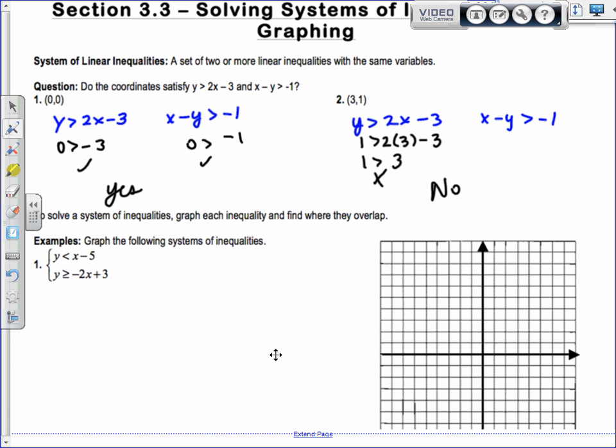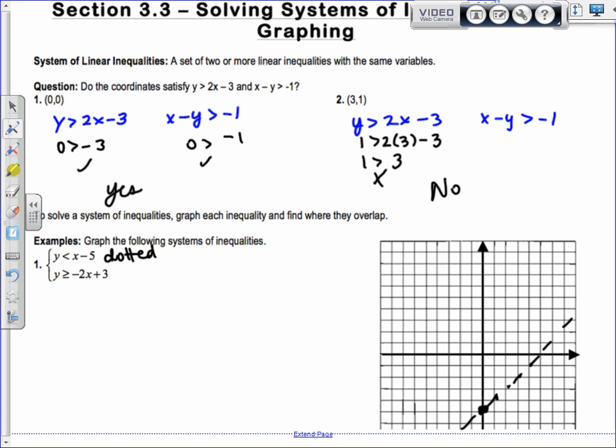The first one is y is less than x minus 5. My y-intercept is -5, so I go down 1, 2, 3, 4, 5 and draw a point. My slope is 1, so up 1, right 1, up 1, right 1, up 1, right 1. It's going to be a dotted line. A lot of people missed that on the test. They had a solid line and missed a point, so be careful. So dot your line in.